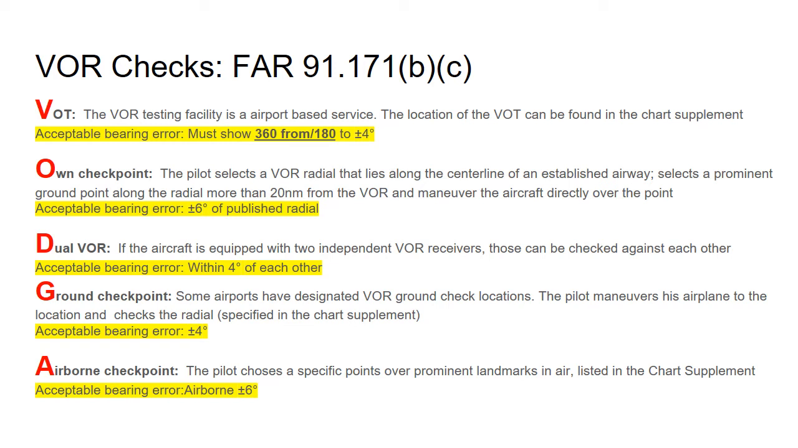If you have dual navs, you can check one VOR against the other. That's called a dual VOR check. They should be within 4 degrees of one another.